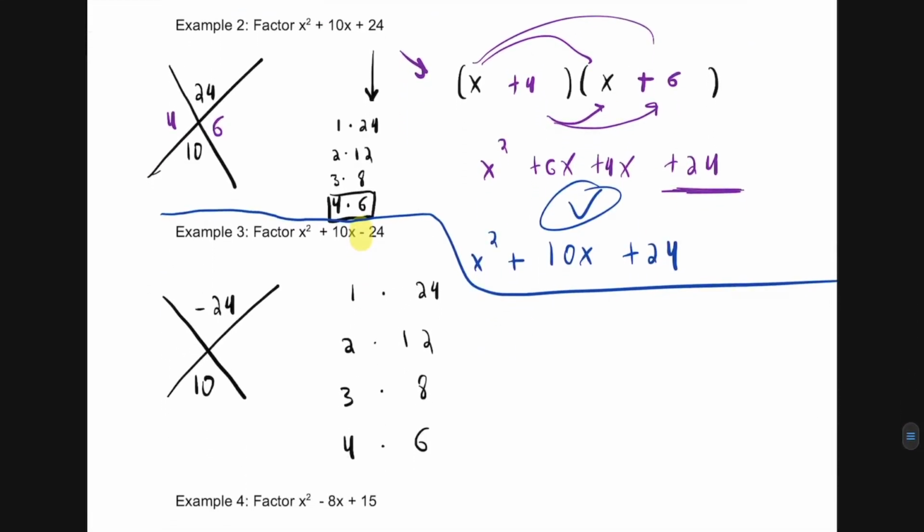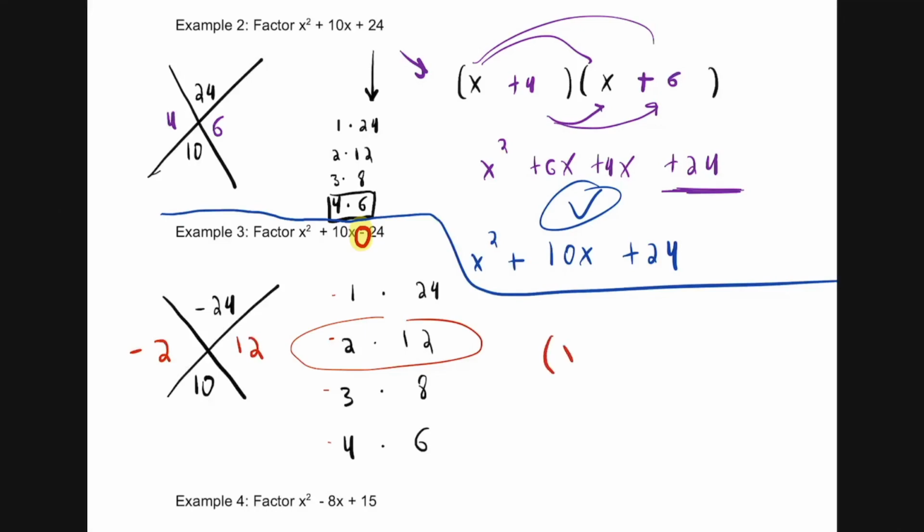Now, if these were both positive, you'd have 1 and 24 add to make 25, 2 and 12 add to make 14, 3 and 8 add to make 11, 4 and 6 add to make 10. But here's the problem. It's not 4 and 6 because one of them has to be negative. So two ways to do this. You can just go down and pretend these are all negative for a second, because they have to multiply to make negative 24. So you'd have negative 1 and 24 make 23. Negative 2 and 12 make 10. So I need negative 2 and positive 12.